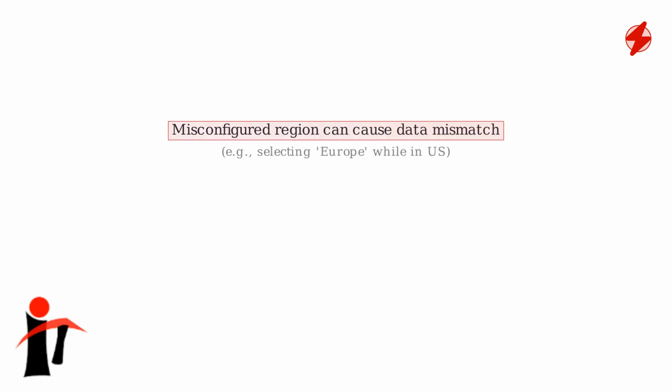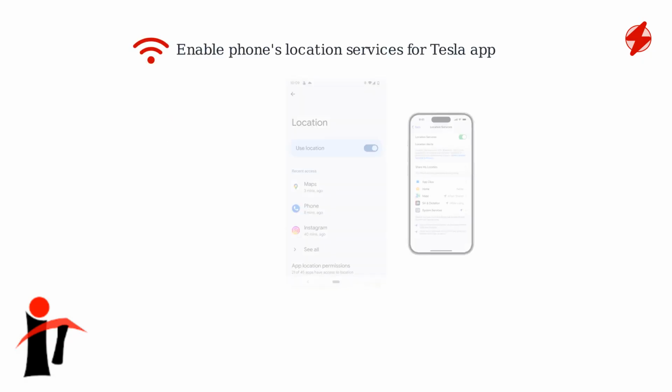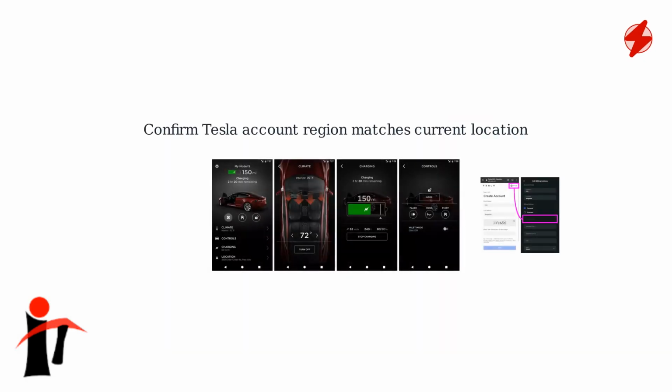The Tesla app relies on GPS and region-specific data to display charger locations accurately. A misconfigured region setting, such as selecting Europe while you're in the US, can cause charger data to mismatch and hide available stations. Ensure your phone's location services are enabled for the Tesla app to access your current position. Log out of the Tesla app and log back in to reset regional preferences and refresh your location data. Confirm your Tesla account region matches your current location in your Tesla account settings.